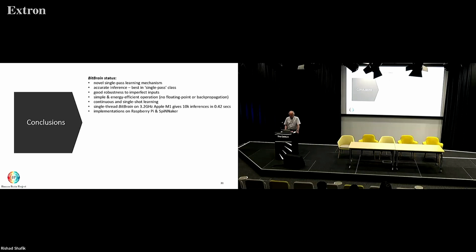And to give you some idea of the performance, I did a software implementation of BitBrain on my MacBook Air, which is a 3.2 gigahertz Apple M1, and using just one of the 8 cores on that machine. And that does the 10K inferences for the MNIST test set in just under half a second. So it's pretty quick processing. And it can be implemented on relatively small systems. It has a reasonable memory requirement, but not excessive.